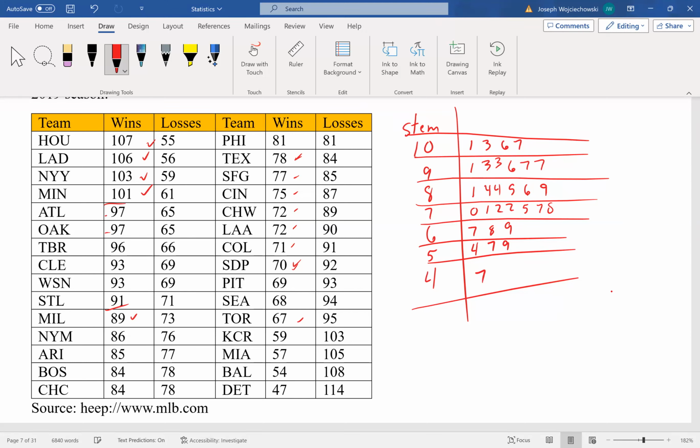And there is our stem leaf. Remember, the leaf is only one digit. So if there's 3 digits in the number, the stem is going to be the first 2.